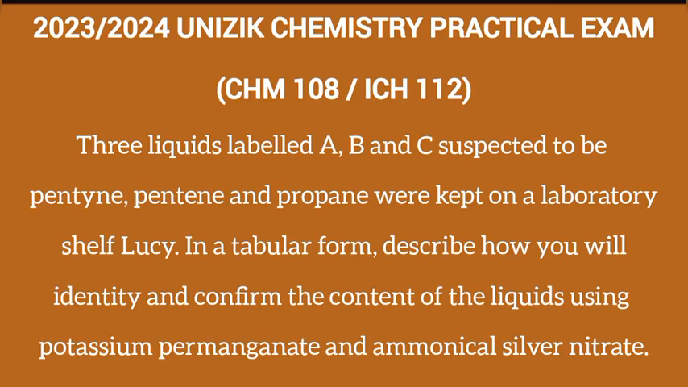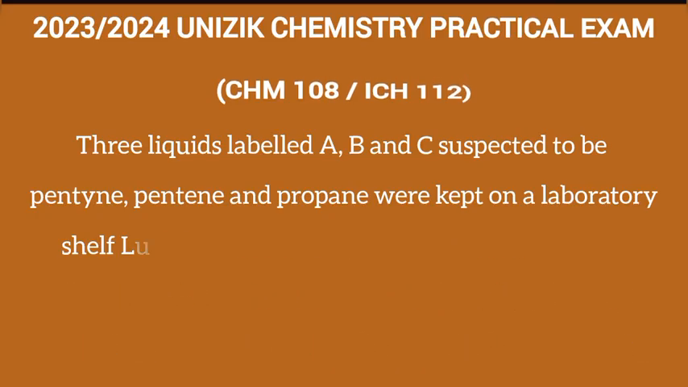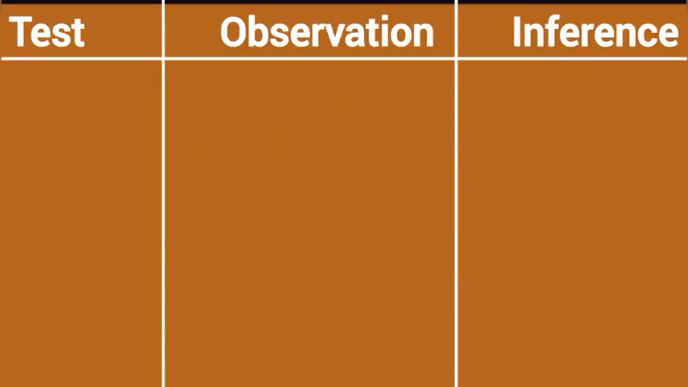Remember, we are to describe this in a tabular form. Alright, so we get to business. As usual, our 3 columns: test, observation, and inference. Now the first thing I want us to do is to describe how we would identify A. So we are carrying out our test on A, using potassium permanganate and ammoniacal silver nitrate as the instruction requires.